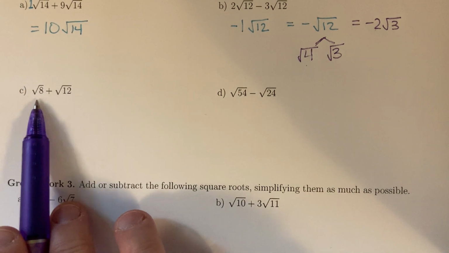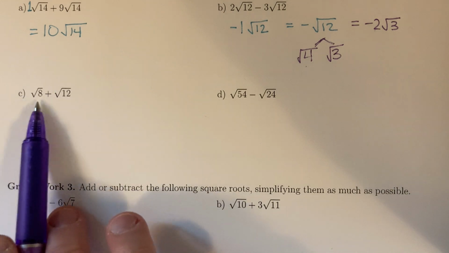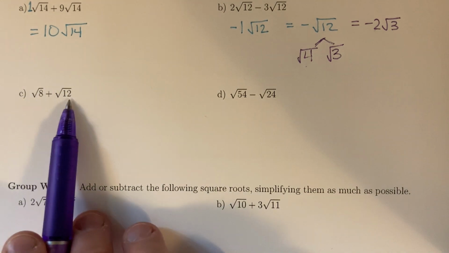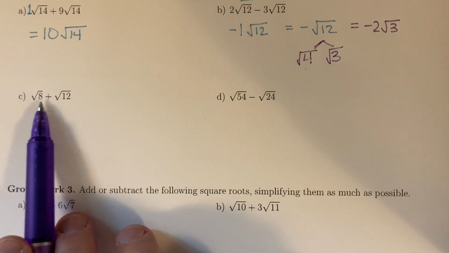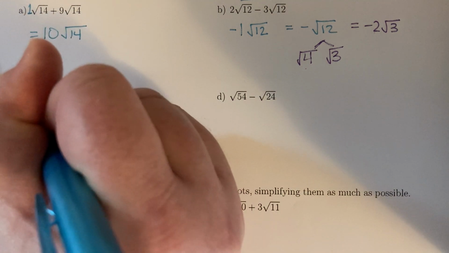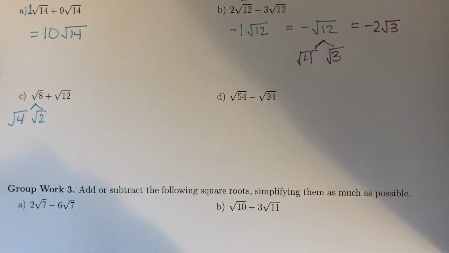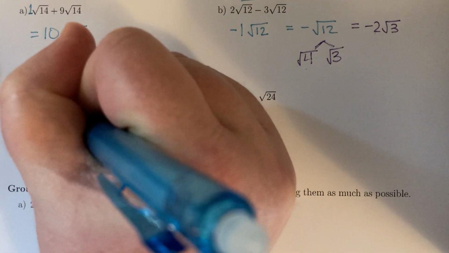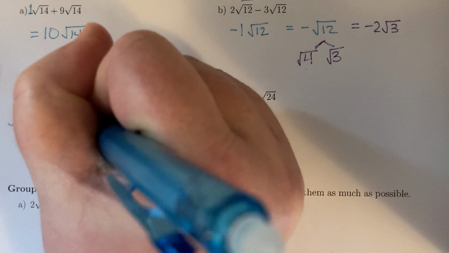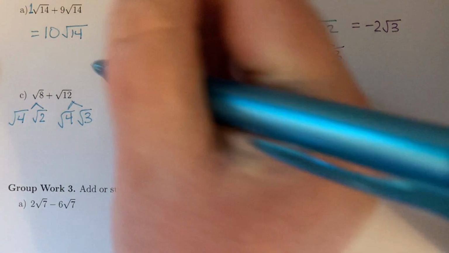Next one, these are not like radicals, but we can simplify, and we should simplify the square roots before, and then maybe after we simplify them, maybe they will join up. Maybe they will be like radicals. So the reason these can simplify is because 4 is a factor. 4 times 2 makes 8, and 4 times 3 makes 12. And so we can simplify these because the square root of 4 simplifies.